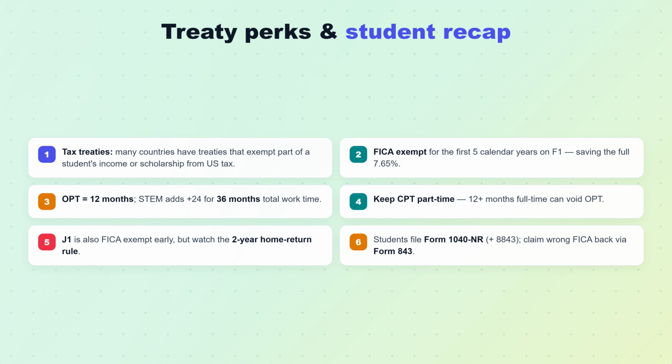Fourth, keep CPT part-time to protect OPT. Fifth, J-1 is also exempt early, but watch the 2-year home return rule. And sixth, students file Form 1040-NR plus 8843 and can reclaim wrong FICA with Form 843.